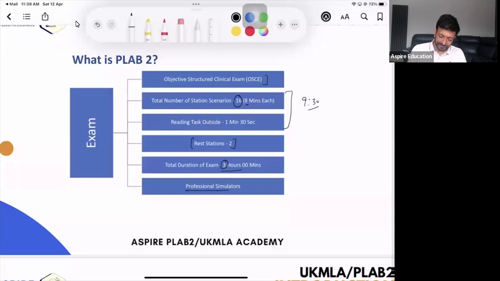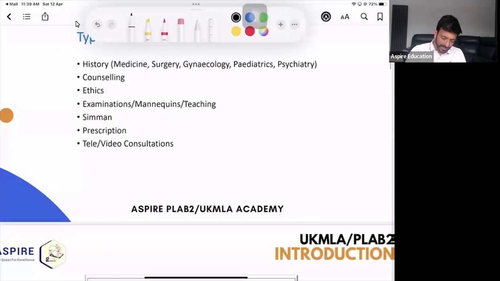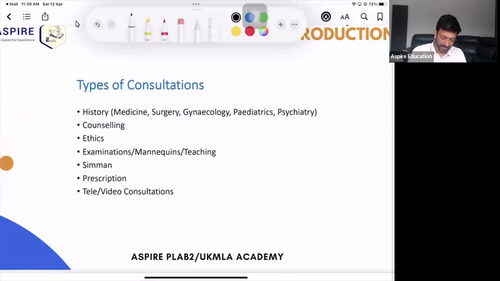Those 16 patients are professional actors. They're not real patients. For example, if you're appearing in the MRCP PACES exam, you'll get real patients. But in this UKMLA exam, you do not have any real patient. All are professional actors. You'll have scenarios from every possible field: medicine, surgery, gynae, pediatrics, psychiatry. You'll have some counseling scenarios, some ethical scenarios, examination, SIMMAN, prescription. So all the scenarios are going to be there.